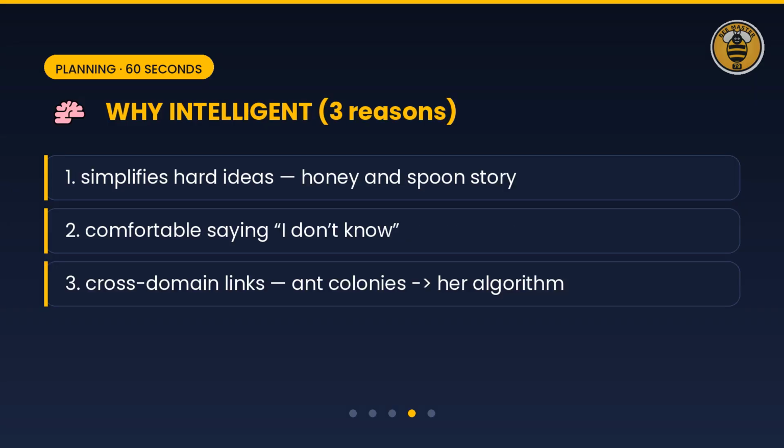And the final line, why you think this person is intelligent. This is where the band is decided, so give it 3 separate reasons, and attach a picture to at least one of them. A jar of honey and a spoon. Ant colonies. Those images are what the examiner remembers.